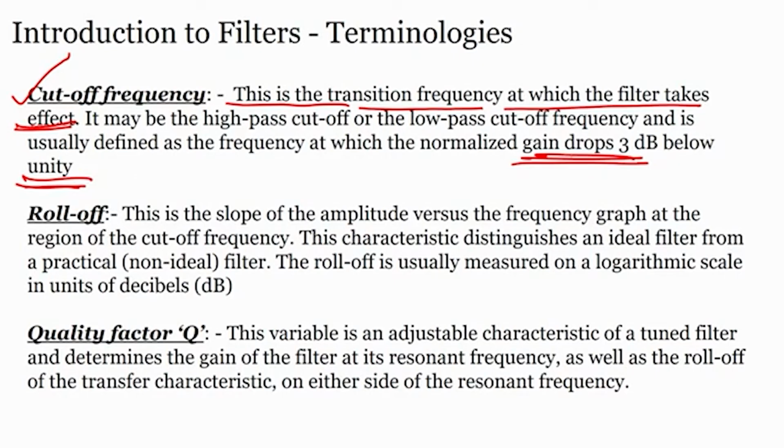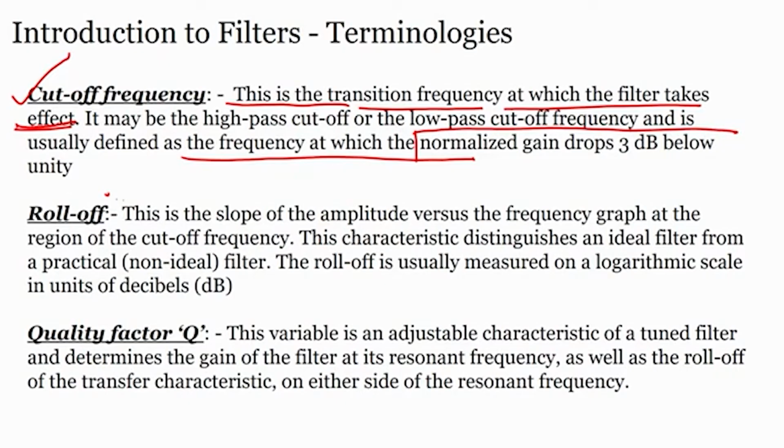Very important, again the same thing I told you in the theory, I am telling you again in the practicals, that is why you have to use 3 dB, the 3 dB below unity. Why? Why is it defined as the frequency at which the normalized gain drops 3 dB below unity? Why 3 dB, and not 8 dB, 10 dB, 15 dB? What is the role of this?